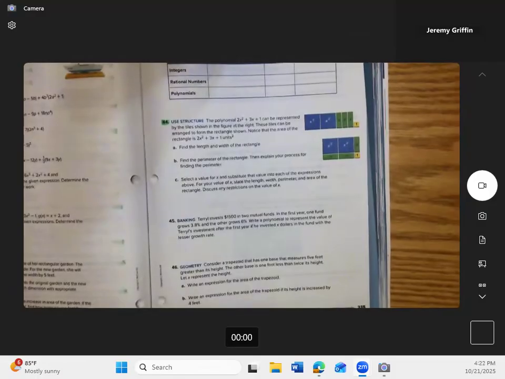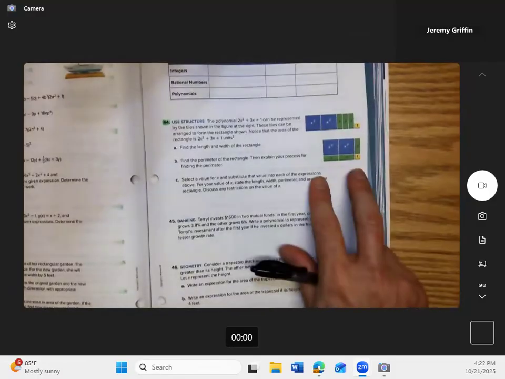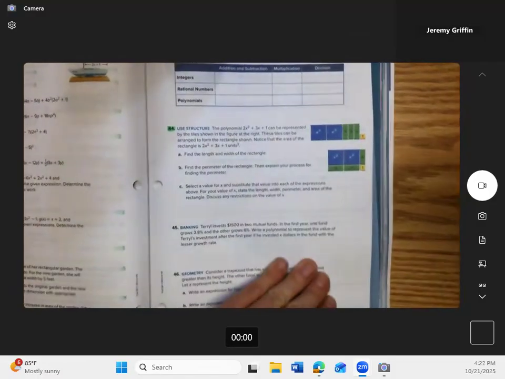Yeah. So, yeah, find a different way to think about these polynomials. You think of them in terms of these areas. That's kind of interesting.